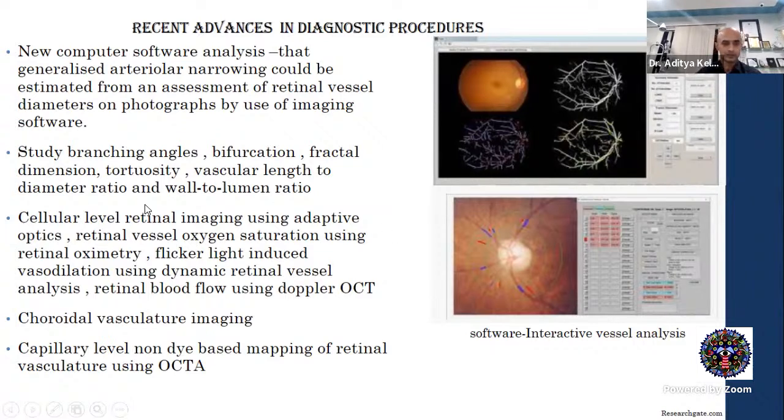Similarly, at the cellular level also, you can do retinal imaging using adaptive optics, retinal vessel oxygen saturation using retinal oximetry, and flicker light induced vasodilatation. All these instrumentations or investigations which are in the pipeline now might find some clinical relevance once they have an established role in our clinical setup.